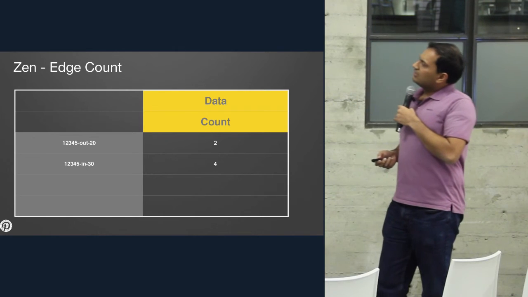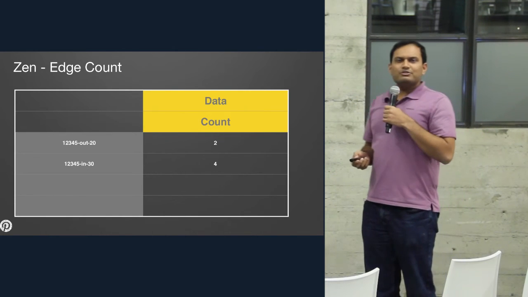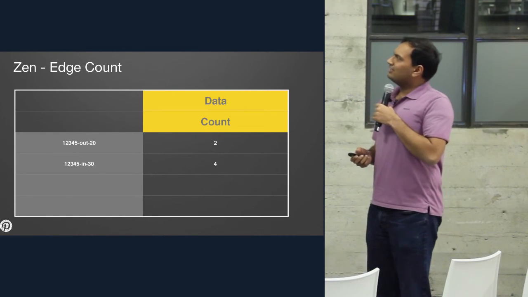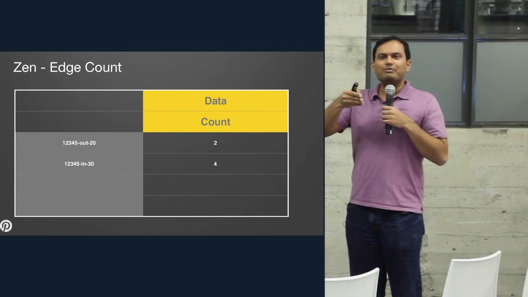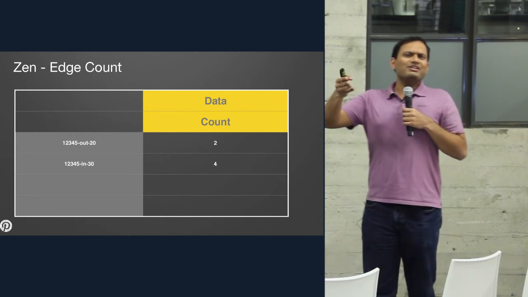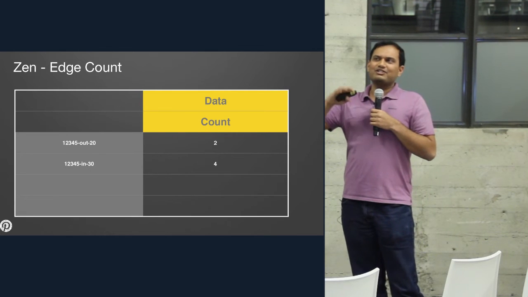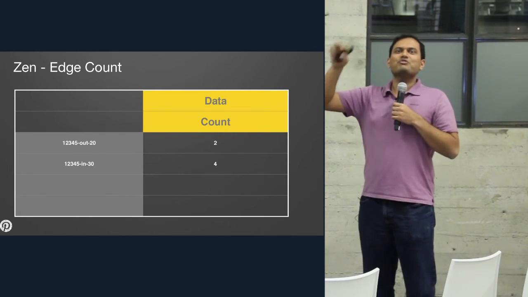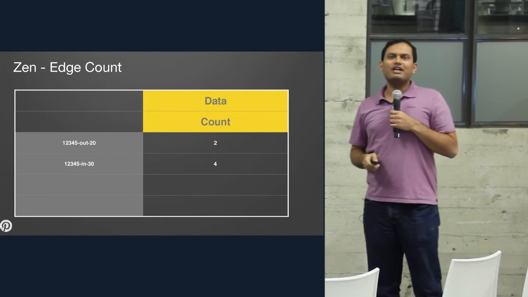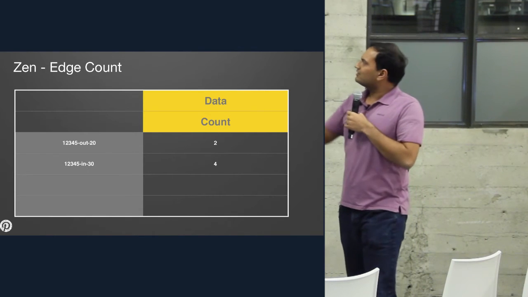No, so the edge score index is usually small, so it's all the edges that are associated with a particular node. Those could go in the millions in rare cases, but it's not going to go into tens of millions or something like that. So we don't use the hash for the edge score index.